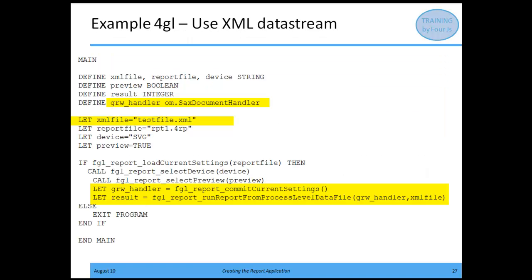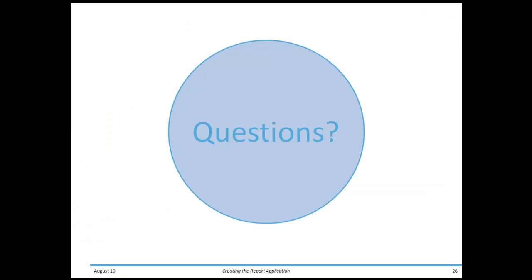Again, here's a quick example showing the second application. I'm still defining my handler, but this time when I get down, I load my current settings. I can do my select device, my select preview. Then I let my handler equal my FGL report commit current settings, and I run it using the FGL report run report from process level data file, passing in both my handler and the name of the XML file that contains the data. This ends the presentation on creating the report application.